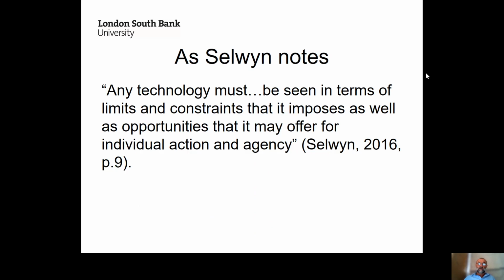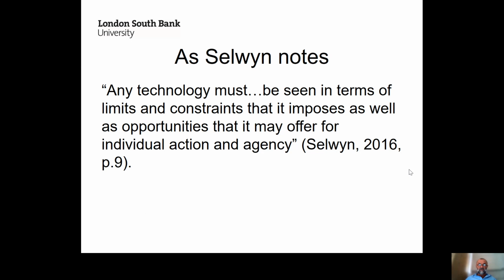And a closing thought here from Selwyn. Technology must be seen in terms of limits and constraints. So when we talk about limits and constraints, it means us thinking not only about what technology enables us to do, but how it might limit what we're able to do. So it imposes constraints on us. If we depend on technology, it can also limit some of our actions and some of our decisions, as well as giving us increased freedom. So we need to think about that.